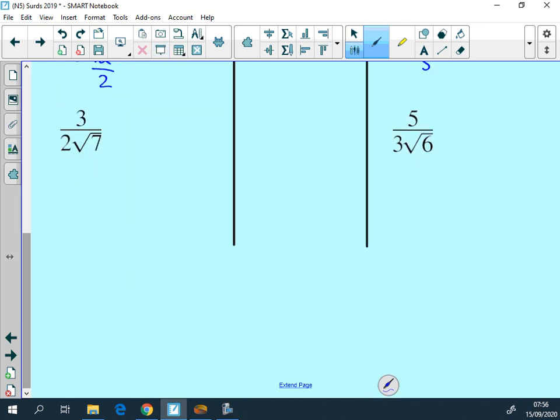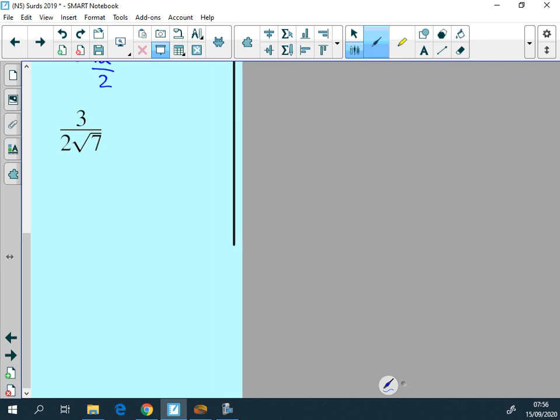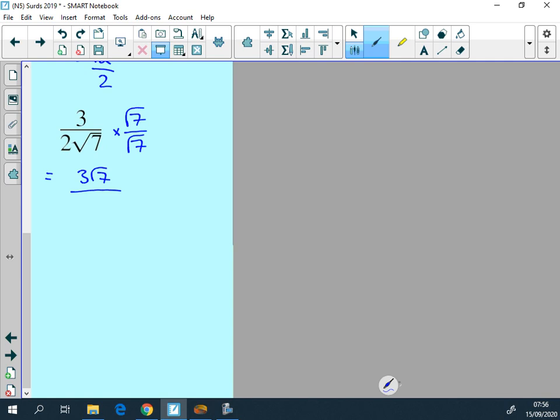So I'll give myself a bit more space. Let's take a look at the first one. So here, I'm going to times top and bottom. Now, we ignore the 2 that's there. I only times it by the square root. So root 7 over root 7. So top times top will be 3 root 7 all over, and 2, now the square root parts are going to multiply each other. So that's 2 root 49. So that's going to simplify to 3 root 7 all over 2 times, and the square root of 49 is 7. So that'll be 3 root 7 all over 14.